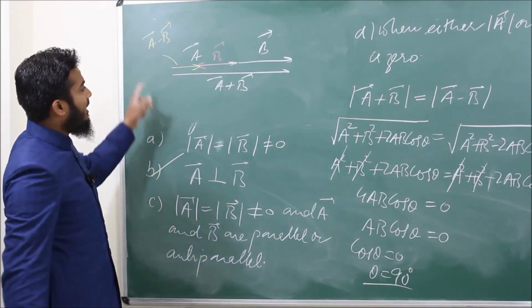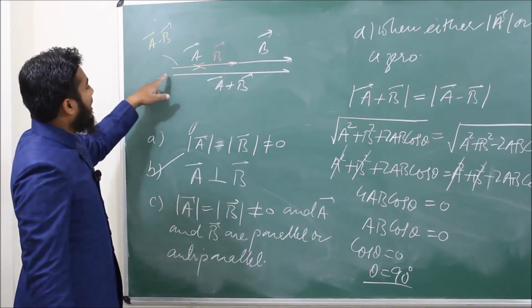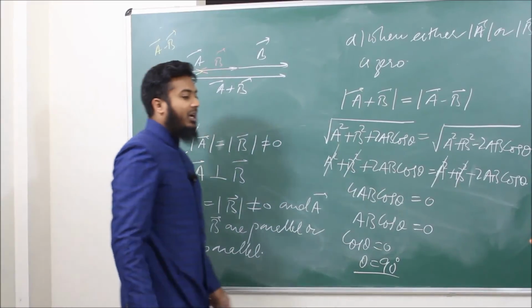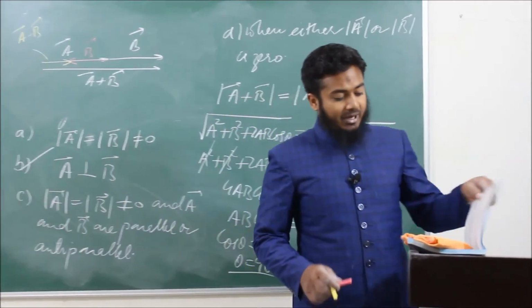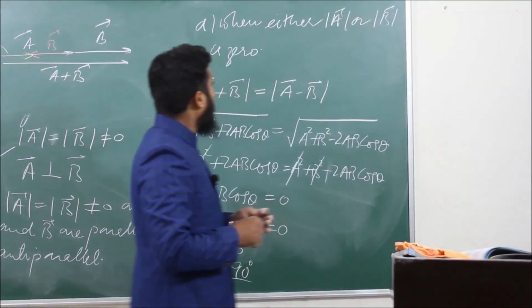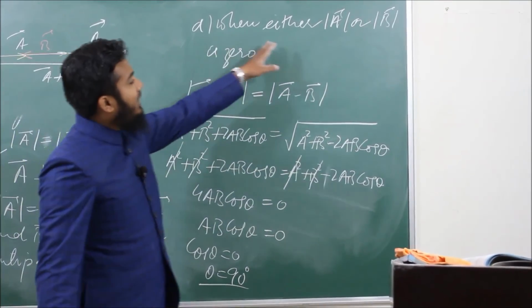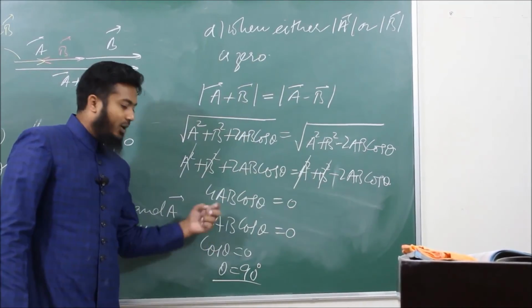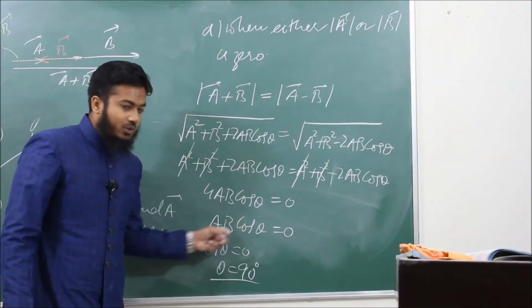So clearly you can say that if A and B are parallel, then the magnitude of A plus B is not equal to the magnitude of A minus B. And the last option is when either A or B is 0. So we have concluded here that if either A or B is 0, then this is going to be true.